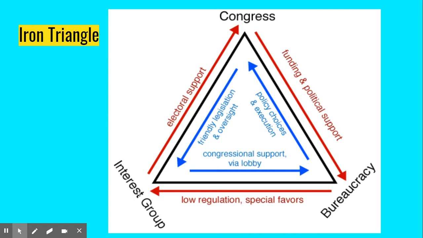have implemented. So those two, the interest group and the bureaucracy, would work together to get the support of their members of Congress, and then that support would flow the other way as well. Okay, so Congress gives funding and political support to the bureaucracy. The bureaucracy then, in turn, lowers regulations, makes things simple for that particular policy, which affects that interest group. Okay. Then, of course, the interest group also gives electoral support to Congress. So they are giving money and support, campaign contributions, things like that to Congress. Okay, so that's how the iron triangle works.